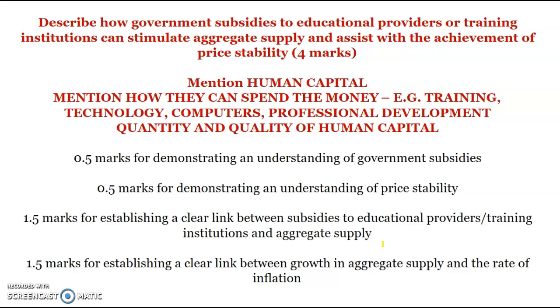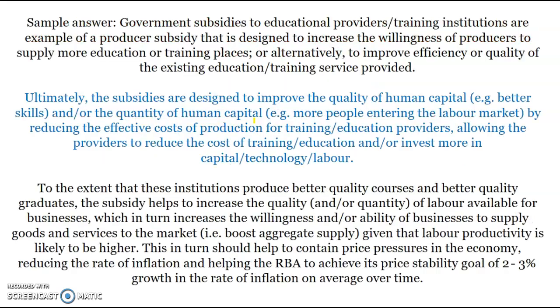Then you want to link it to the quality and quantity of human capital and how that boosts supply potential and economic growth. So mention human capital in your answer, mention how we spend the money, the quantity and quality of human capital. So government subsidies to educational providers are a producer subsidy that should increase the willingness of producers to supply more education or training.